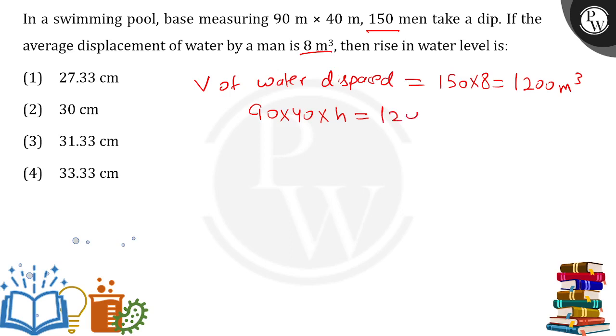So 1200, equating, h over here is 1200 divided by 90 into 40. This comes out to be 33.33 centimeter over here. Option number 4.